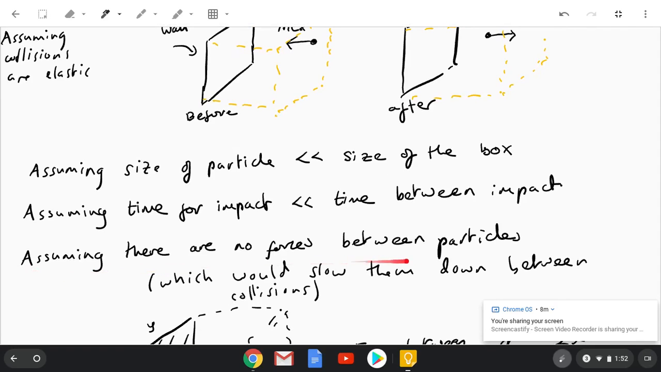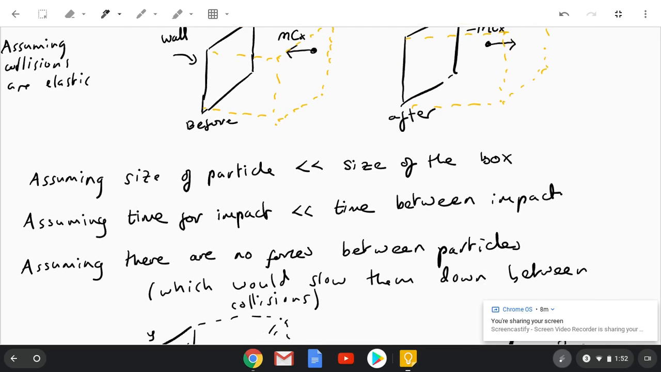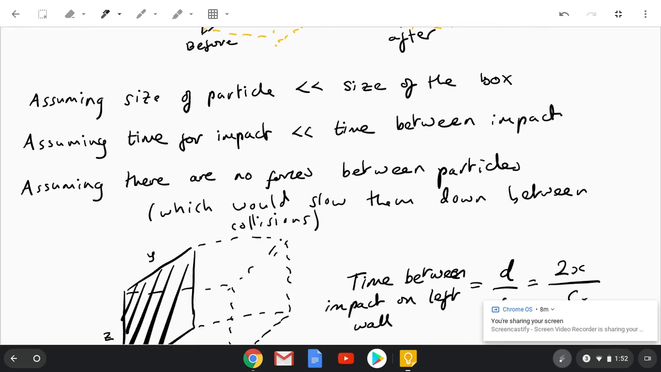Assuming there are no forces between the particles, which would slow them down between collisions. So imagine this particle hits the wall, bounces off, hits another particle, slows down, and then comes back to hit the original wall. That timing goes off. So we're saying that, assuming there are no forces between particles, we take care of that as well.